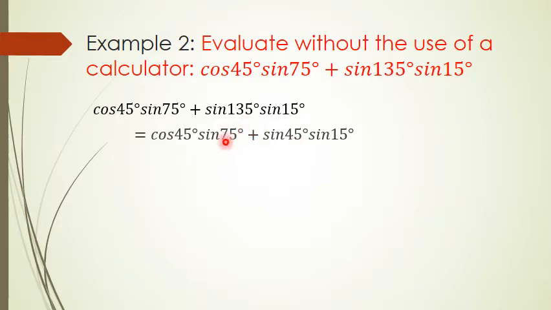Now we can see that 75 and 15 are co-angles. They add up to 90. Observe that although 45 and 45 are co-angles, they don't help us because it's the same number. So we either reduce or convert sine 75 to cos 15 or sine 15 to cos 75. I choose to reduce sine 75 to cos 15, so that we have cos 45 degrees, cos 15 degrees, plus sine 45 degrees, sine 15 degrees.